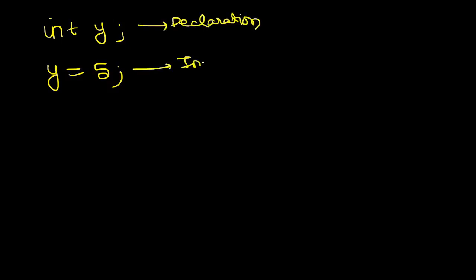And this is the initialization part. So you can do a declaration and initialization in the same line. You can also do a declaration and initialization in different lines. That is not a problem.